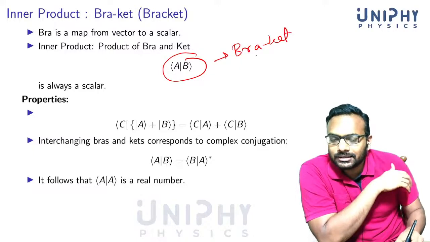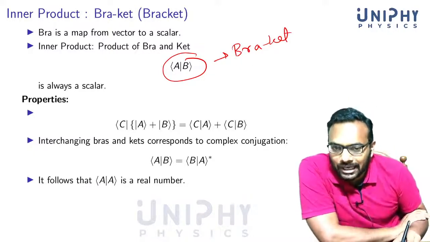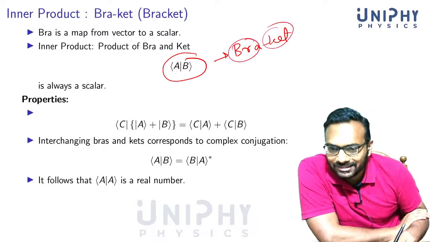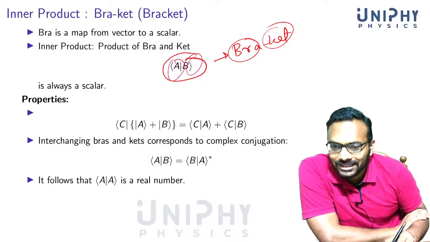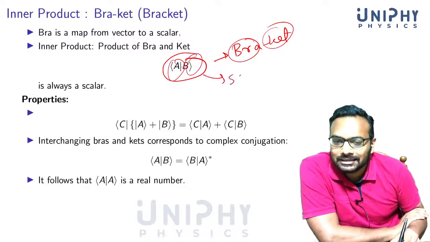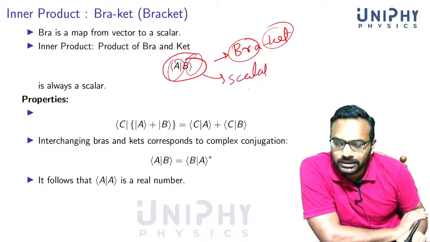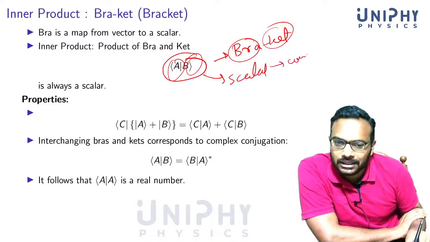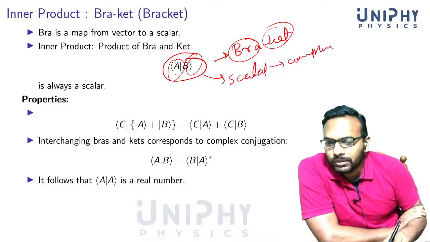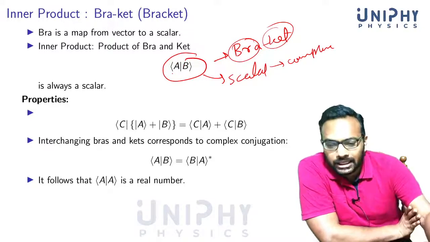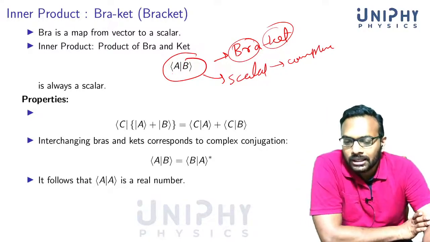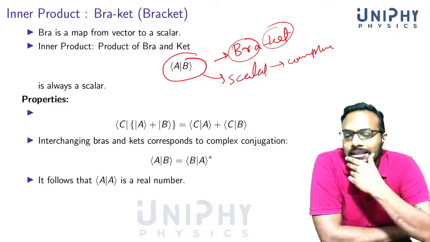This is the ingenious notation of Dirac. He took a bracket and split it into bra and ket. This is a bra and this is a ket, and together we have a bracket, and it's a scalar. The scalar is generally complex. We'll look at the properties that need to be satisfied by an inner product. That's given here, and we'll start discussing this in the next class.